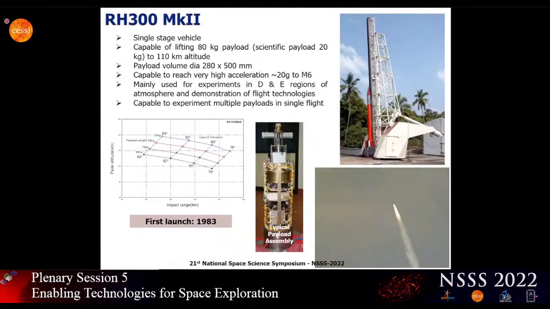The RH-300 is a single-stage vehicle capable of taking an 80 kg payload to about 110 kilometers altitude. It has a larger diameter than the 200, and can take up to 280 mm diameter by 500 mm long. It can go up to accelerations of 20 G and is mainly used for D and E regions, and it can also take multiple payloads in a single flight. After its 1983 launch, it has had almost 20 launches.